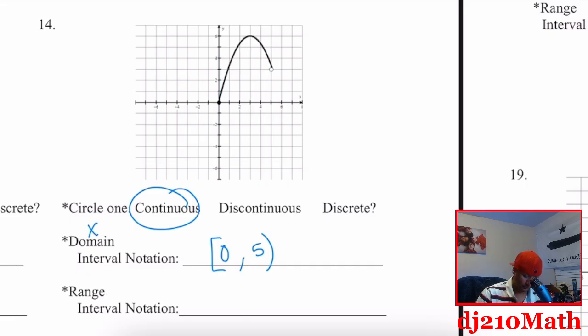The range will go from the bottom to the top. So the smallest y value up to the largest y value, regardless of what happens in the middle. As long as there's no break, we're good. There was no break, right? It's just one continuous graph. So this is going from 0 to 6. Bracket, bracket.